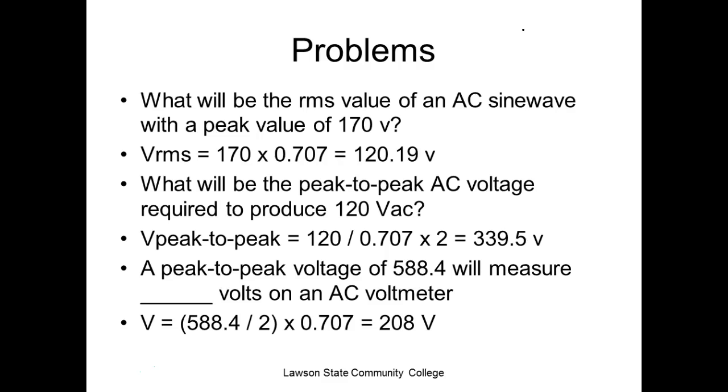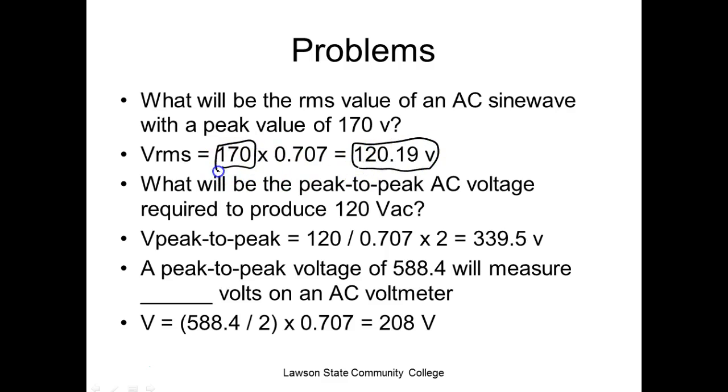What would be the RMS value of a, this is, by the way, Alabama Power. Alabama Power has 170 volts peak, about 340 volts peak to peak. So what I would do is take that 170 volts and multiply it by what? Yeah, and it comes up to be, so there's your 120 volts right there.